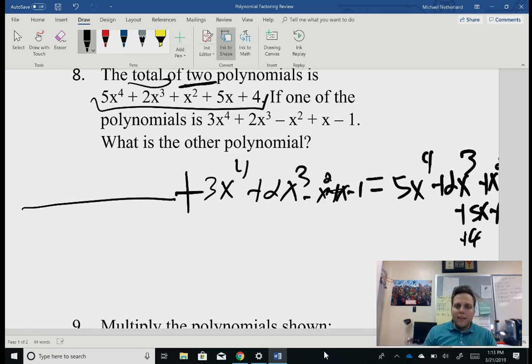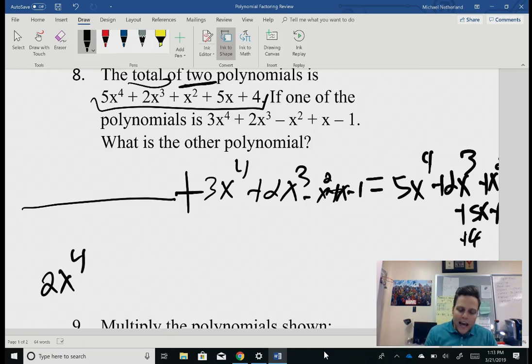So basically, guys, you can ask yourself the question, what would I have to add to 3x to the fourth to get 5x to the fourth? Well, that would be 2x to the fourth. What would I have to add to 2x cubed to get 2x cubed? Nothing. It's already 2x cubed, right?